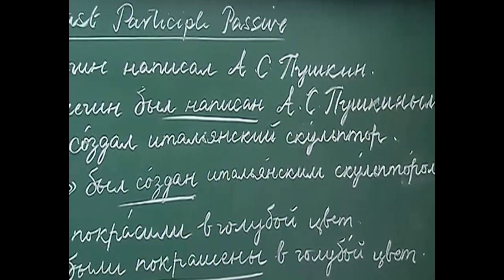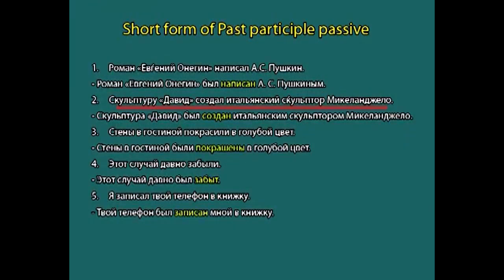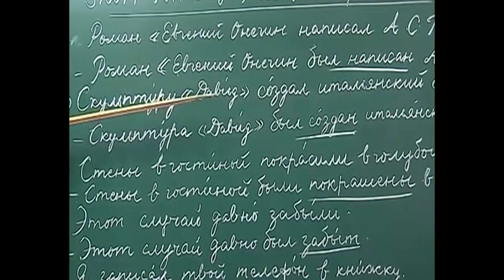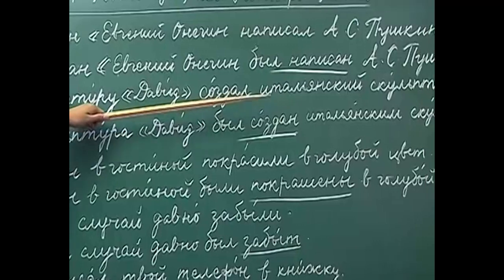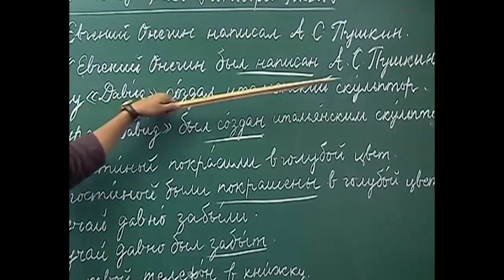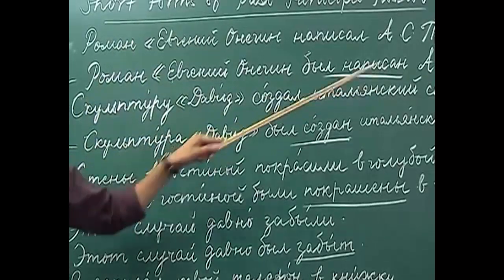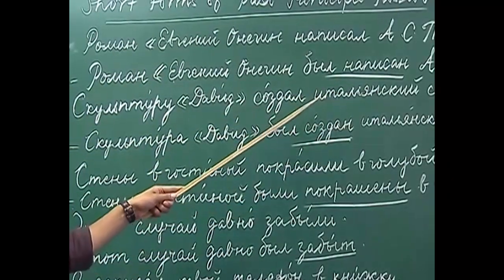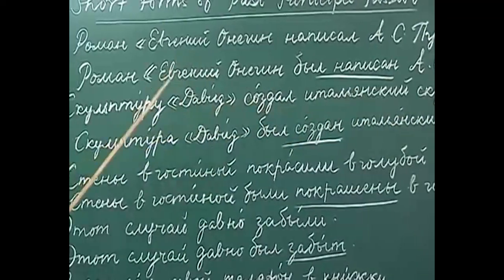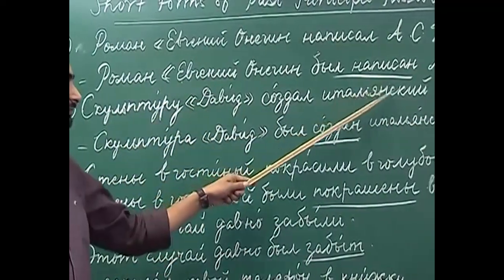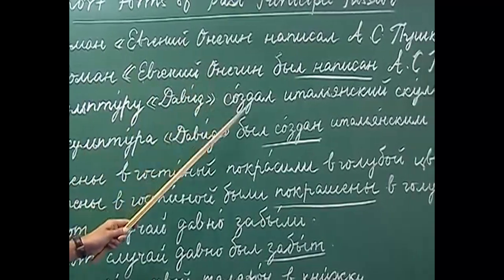Next example is Sculpturu David sozdal italianski sculptor. The sculpture which is called David was built or made by an Italian sculptor. Now again this is the active construction. You just change the word order and it will be clear to you. Italianski sculptor sozdal sculpturu David. So, this is the subject, verb and object.